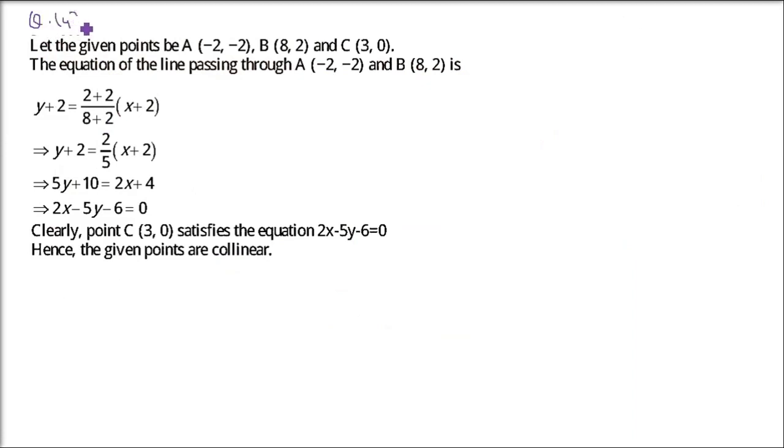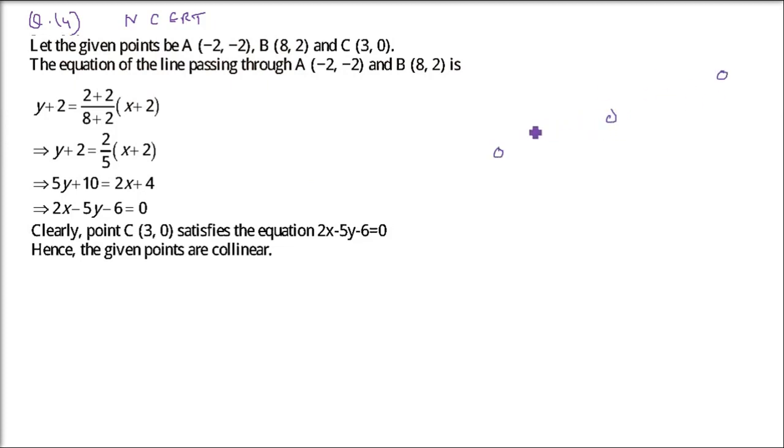This is question number 14. This is an NCERT question. By using the concept of equation of a line, prove that the 3 points (-2, 2), (8, 2) and (3, 0) are collinear. Previously we have done it. We took these 3 points, assumed them to be the vertices of a triangle, and proved the triangle's area to be 0. This is how we have done it earlier. But here it is being said that we have to do it only using the concept of equation of a line.